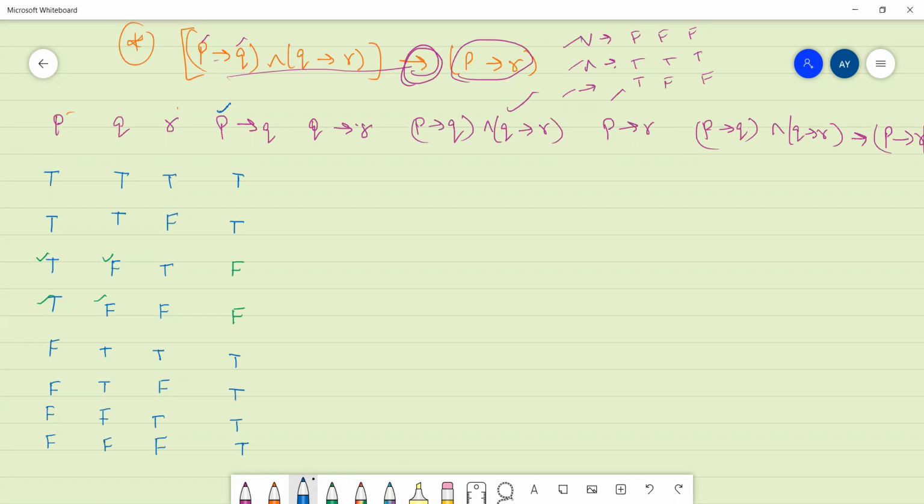Coming to Q and R. So going to Q and R, what is Q and R? True, this is true, this is false. So this will be false. And then this is true, this is false. Then so this will be false. And then the rest of the elements will be true. So true, true, true, true, and this is also true, and this is true.